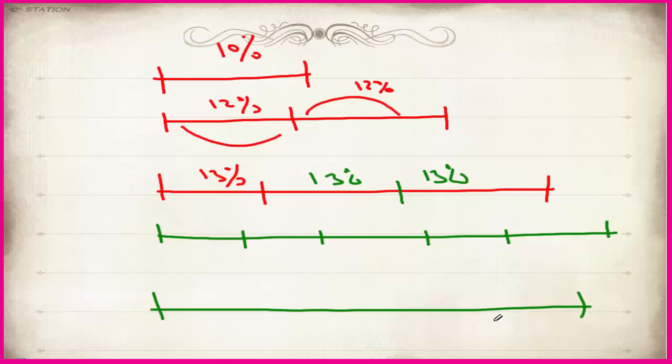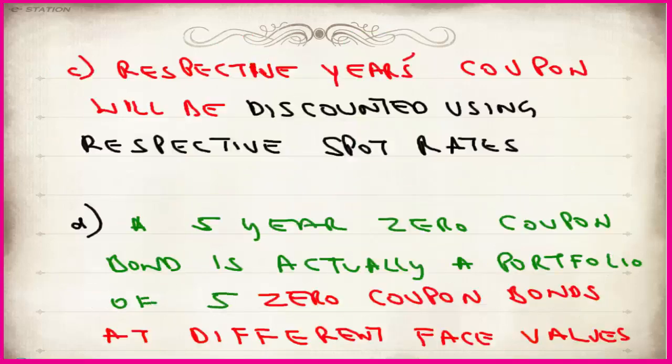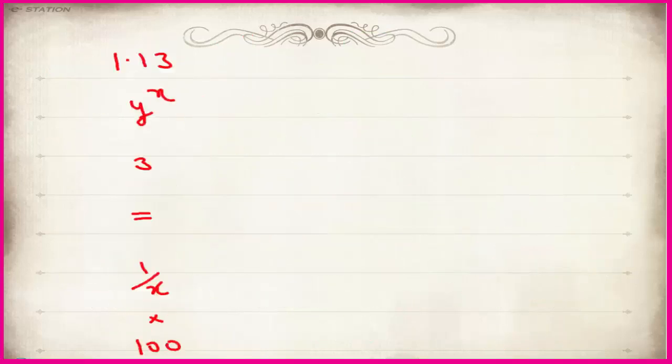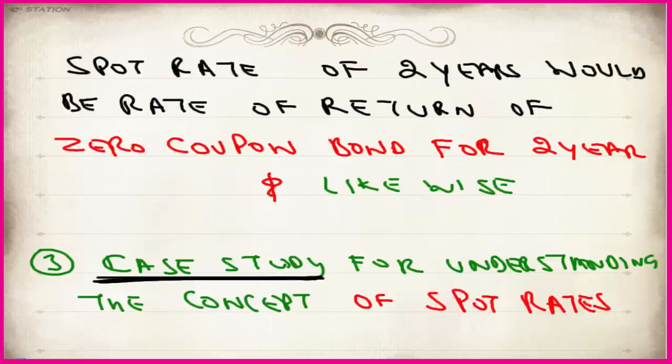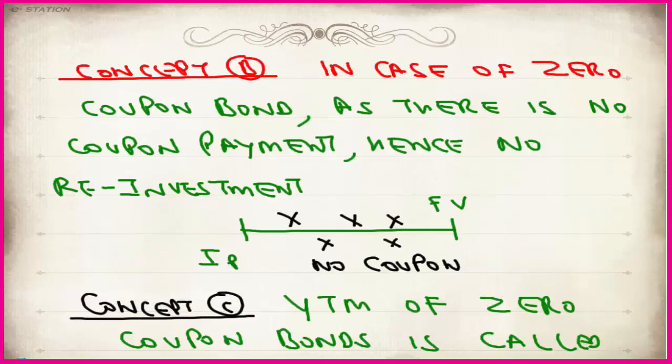Similar is the case with zero coupon bonds. For a zero coupon bond of 1 year, a separate rate will be there, and for a zero coupon bond of 2 years, a separate rate will be there. Those rates are named as spot rates. So spot rates, as I have just told you, are the rates of zero coupon bonds for different maturities. Just write down this concept number B. In case of a zero coupon bond, as there is no coupon payment, hence no reinvestment.